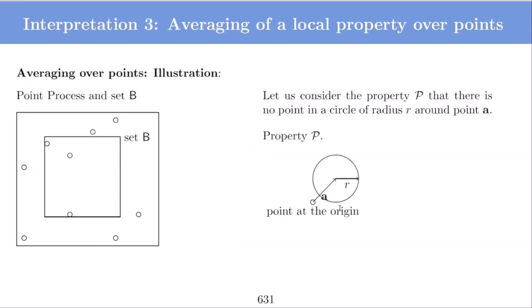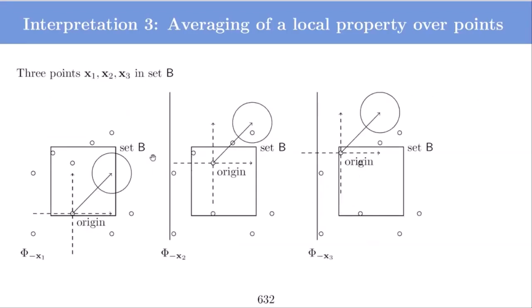Okay, so let's see an illustration for that. You have a point process inside B, and you want to compute the probability that there is no point in the circle of radius r around a point. So what you do is you go to each point in the set B. There are 3 points. First, you select this point and make it the new origin. So this is the new point process, and then you ask whether the ball of radius r around the origin has 0 points. So here it is yes. Then you take the second point, make that the new origin, and ask the same question.